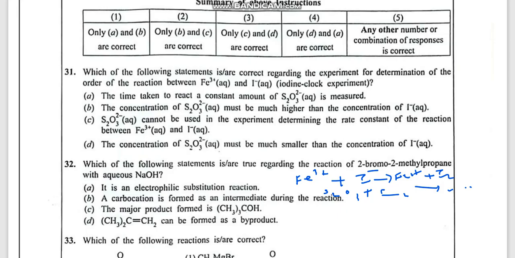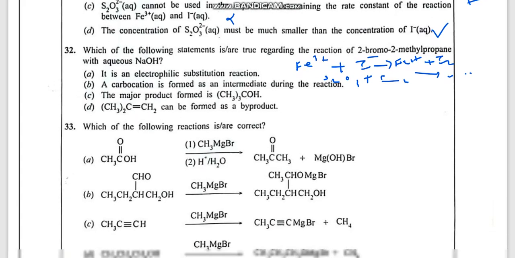The time taken to react a constant amount of thiosulfate is measured. Yes, that's true. Concentration of thiosulfate must be much higher than I−? No, it cannot be much higher than I−. It should actually be a smaller amount, then only it can quickly react and finish off. Thiosulfate cannot be used in the experiment determining the rate constant of the reaction? No, we can use it. Concentration of thiosulfate must be much smaller than the concentration of I−. Yes. So here A and D are correct, the fourth one is the answer. You can get more details of this practical in the chemistry practical handbook.